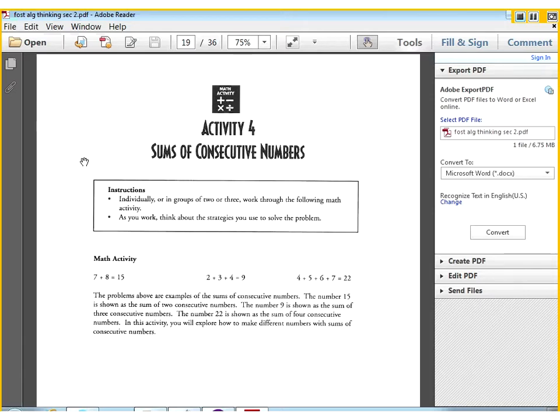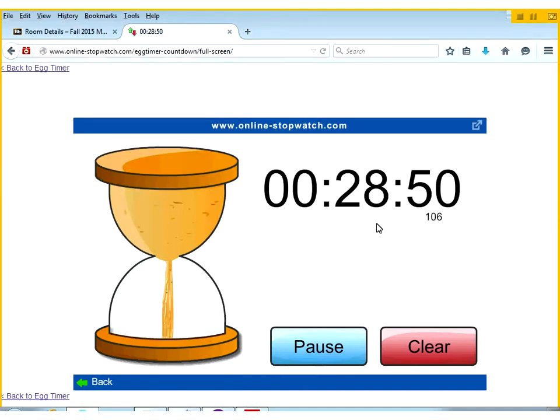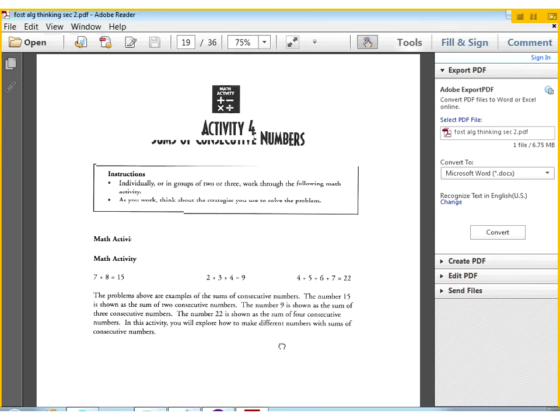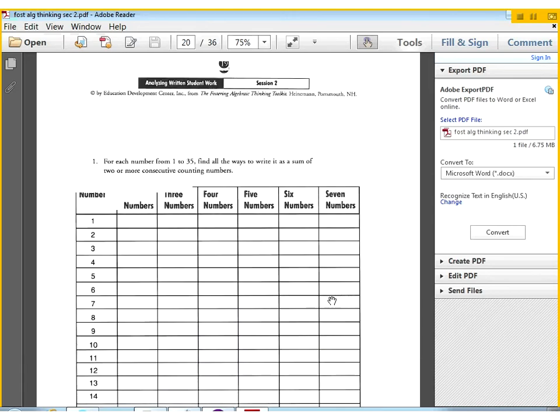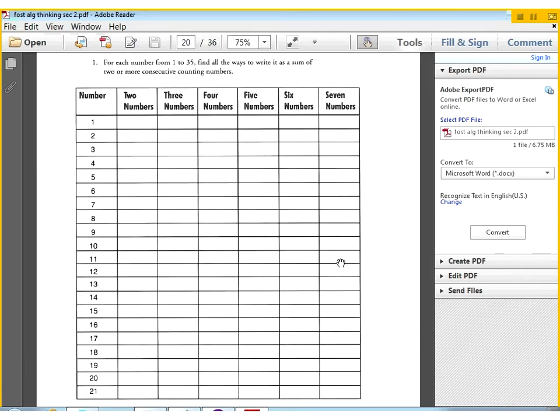Okay, so you have 29 more minutes. And I'm going to share with the digital people who are watching at home the entire activity. So the activity is, for each of the numbers 1 through 35, find all the ways to write it as the sum of 2 or more consecutive counting numbers. So counting numbers starts at 1 and goes up as high as you want. So make a table like this.